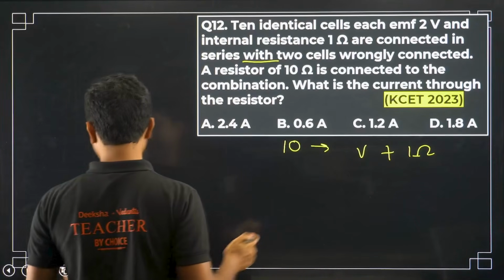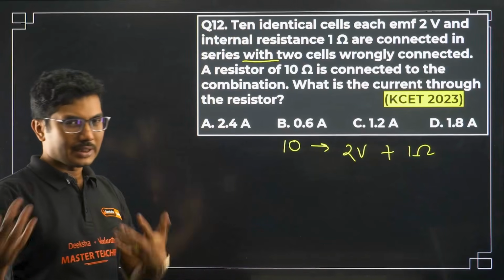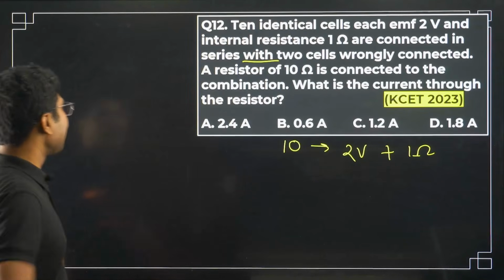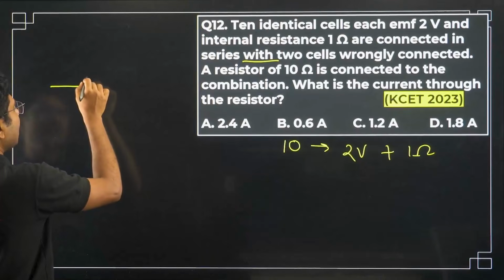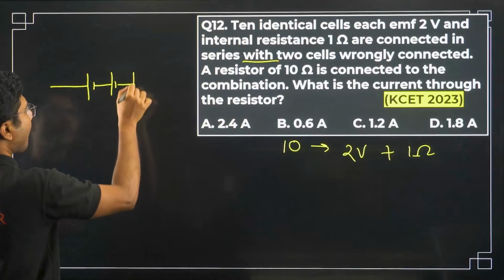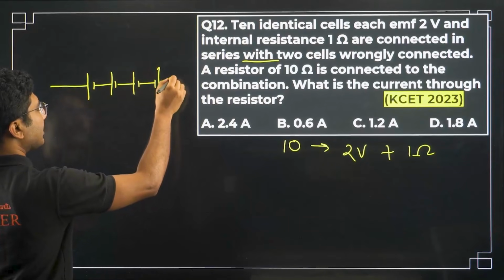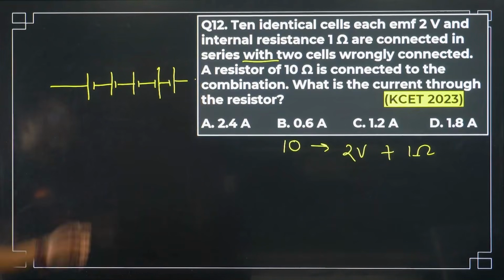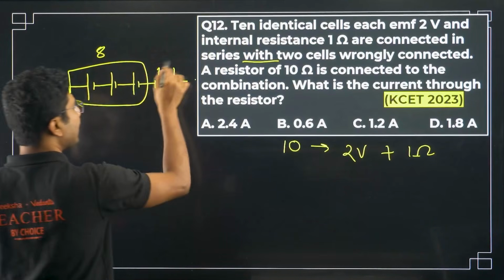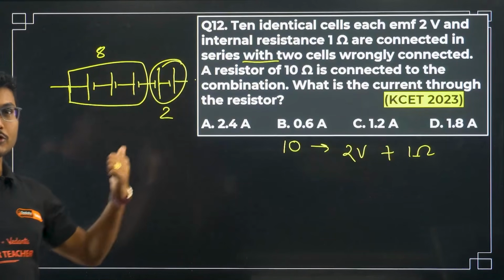Now it is said that they are all connected in series. If they are properly connected, 10 into 2 would have been the proper voltage, but it mentioned that 2 of them are wrongly connected. Wrongly connected means, if you suppose this is our normal flow, they are connected in opposite polarity. So 8 such cells are properly connected, but 2 of them are connected in opposite polarity.